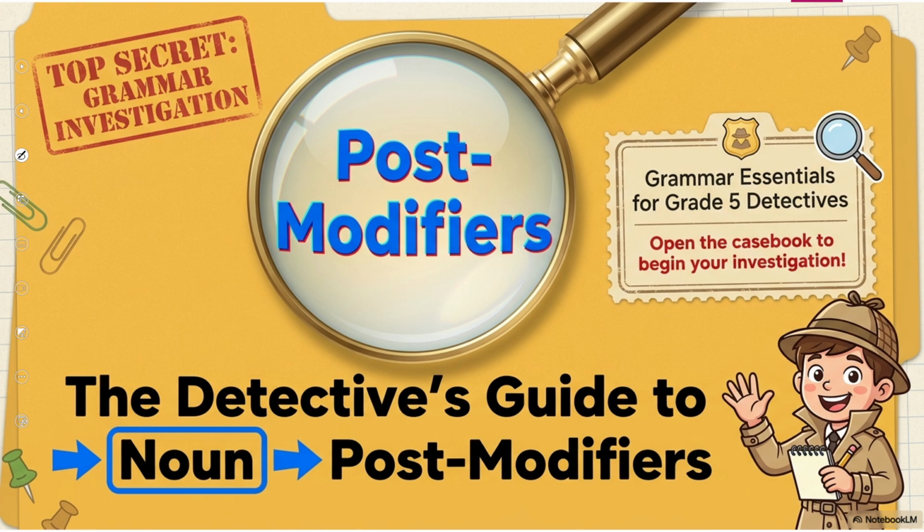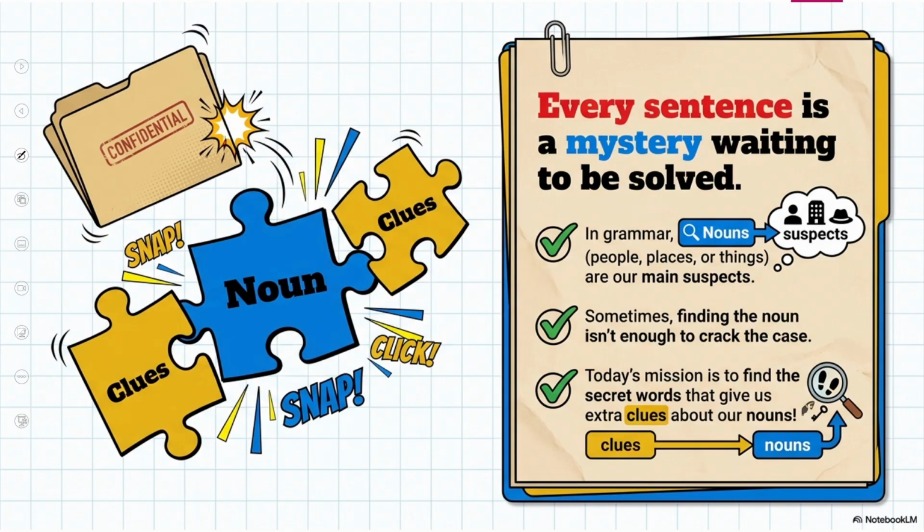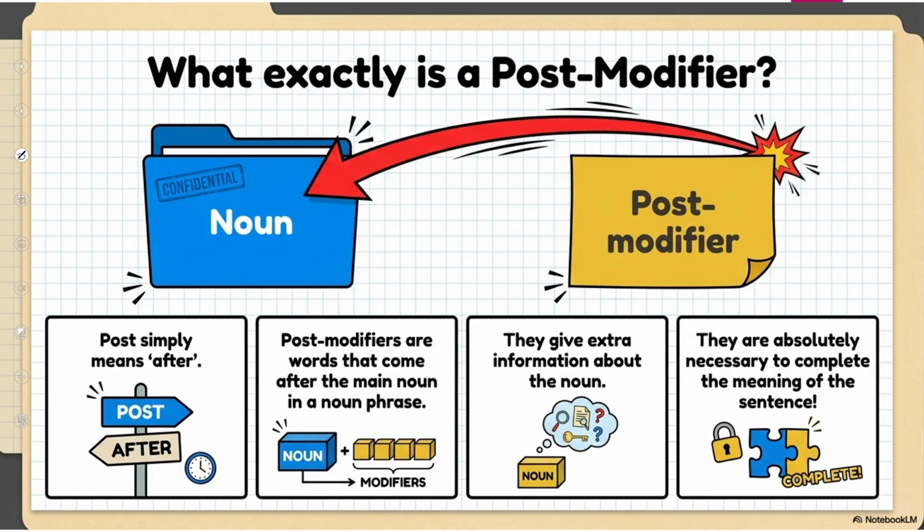Let's see what post modifier is. Nouns are used in a sentence and the phrases or words that modify the noun are called adjectives. If they come after the noun, we call it post modifier. What exactly is a post modifier? Post simply means after. Post modifiers are words that come after the main noun in a noun phrase.